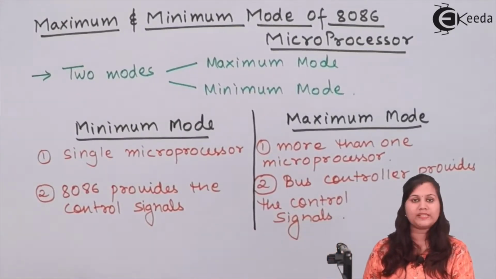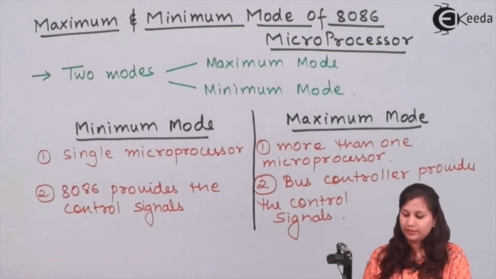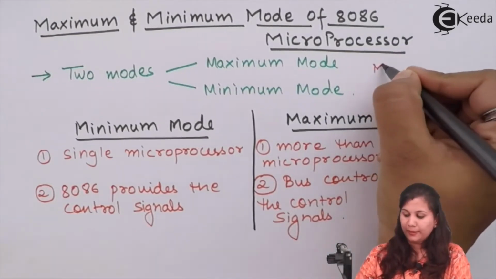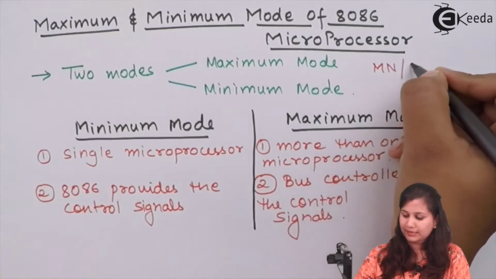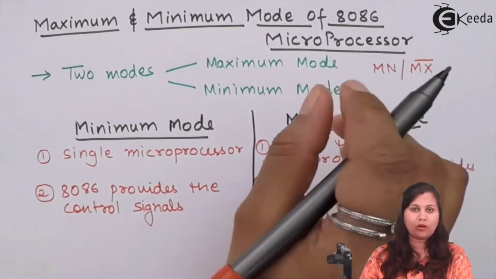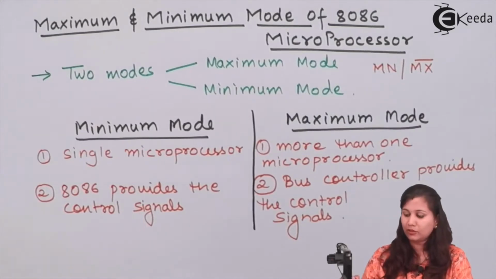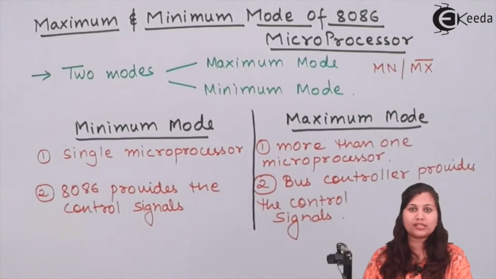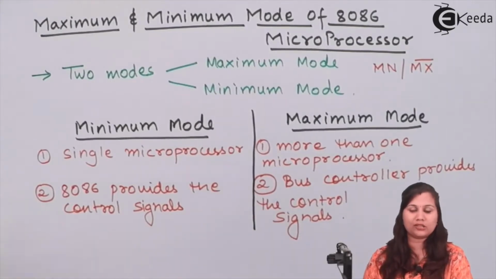Now, how are these modes selected? In the 8086 microprocessor, we have a pin which is decided for the minimum and the maximum mode selection, which is known as MN/MX bar. This pin is allotted in the IC of the 8086 microprocessor. When this pin is at logic 0, then maximum mode is selected, and when this pin is at logic 1, then minimum mode is selected.